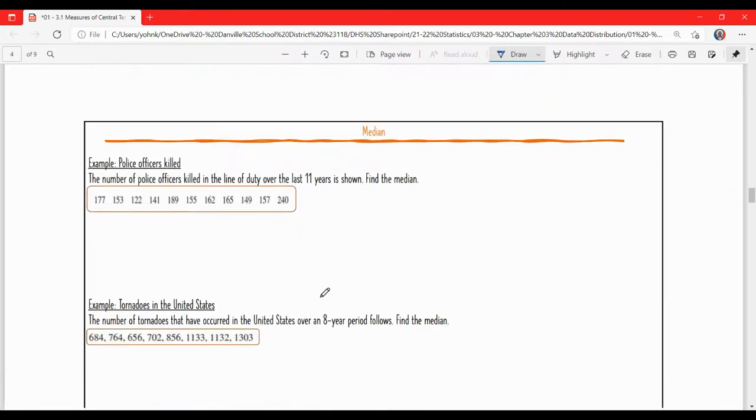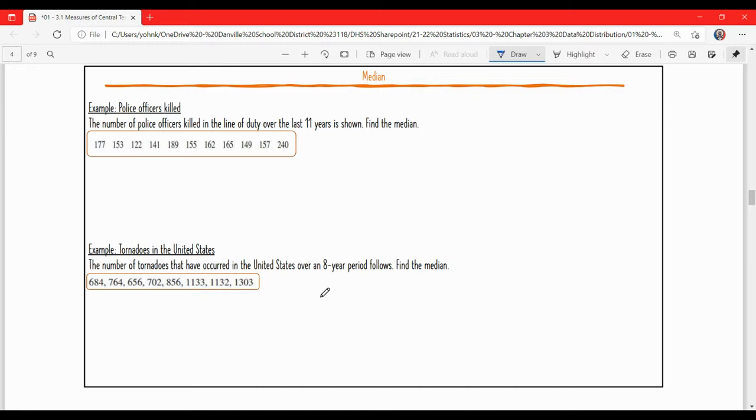So let's see how to do an example of a median. Here in the first example, the number of police officers killed in the line of duty over the last 11 years is shown. Find the median. The first thing you have to do is put them in order from smallest to biggest. So I have 122, then 141, then 149, 153, 155, 162, 165. Ooh, I forgot 157. Oh, okay, so we gotta go back.